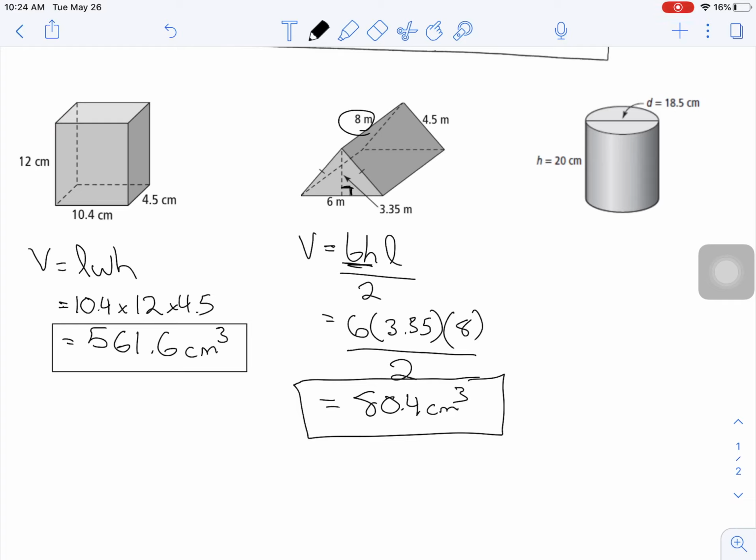Lastly, and this isn't centimeters, I was mistaken. It's 80.4 meters cubed, because it's in meters, not centimeters.